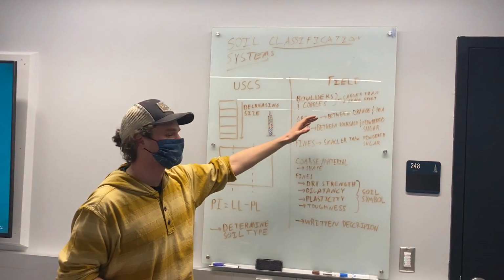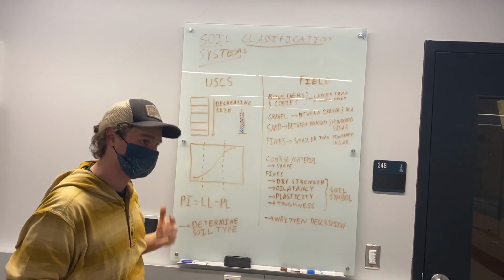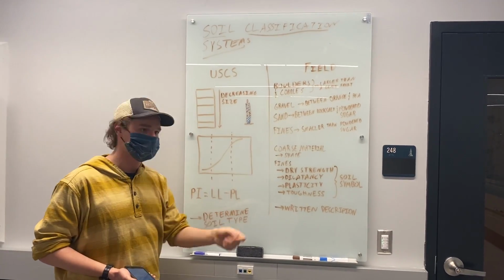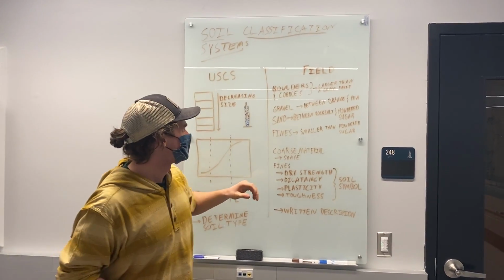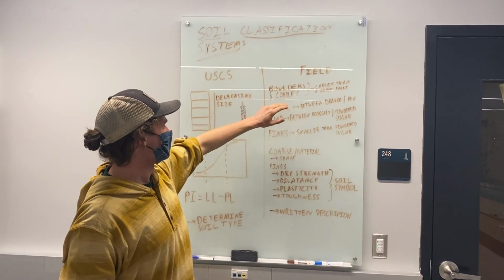Field classification systems, however, are more visual. You're not going to be doing a lot of really complicated tests because you're going to be out in the field. So it's going to be a matter of what you can see with your eyes, and maybe just dumping some water on some soil. So first, you determine what type of material you're looking at.